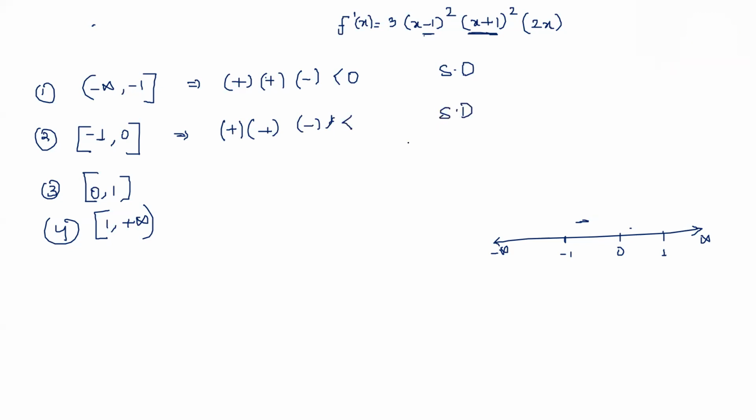Why is the third one negative? We have taken minus 1 to 0. So minus 1 to 0 means a negative number. Is it fine? Yes. Okay.